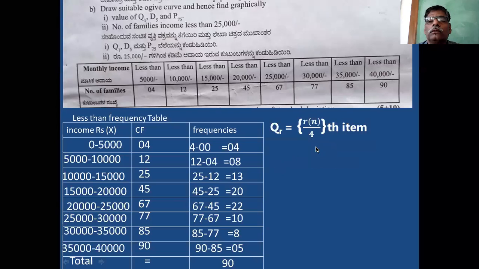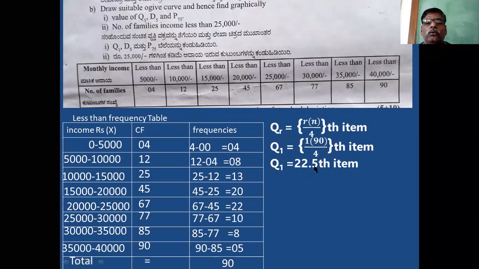In this equation, you fill in the values. Q1 is equal to 1 into 90 divided by 4, which is equal to 22.5. The 22.5th item. You have to find the 22.5th item in the graph. I'll show it in the graph.